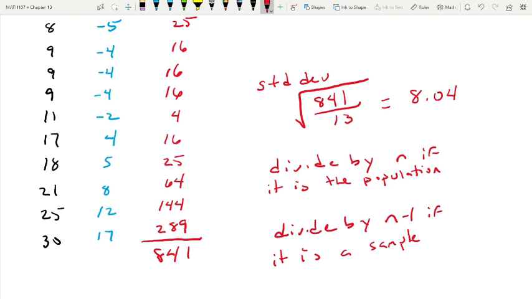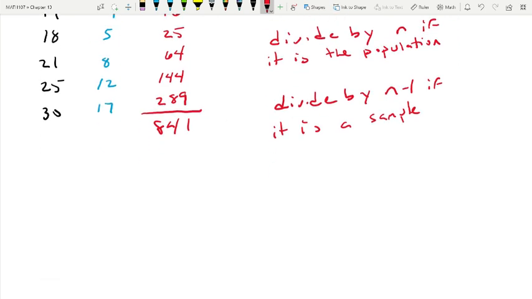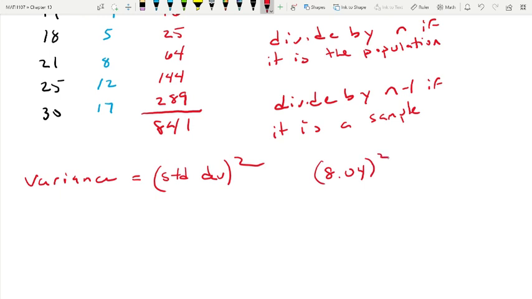Other things we can find is the other term, which is called the variance. And the variance is just equal to the standard deviation squared. So in the case of my numbers, we said my standard deviation was 8.04. And if we square this number, we get 64.64. Right?